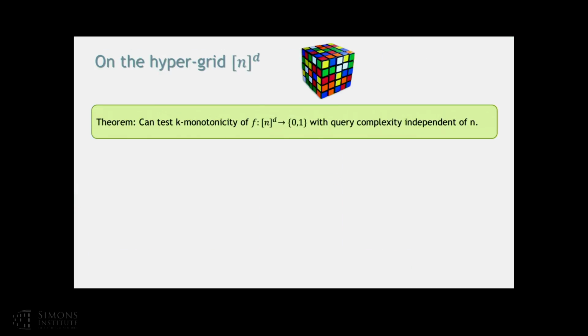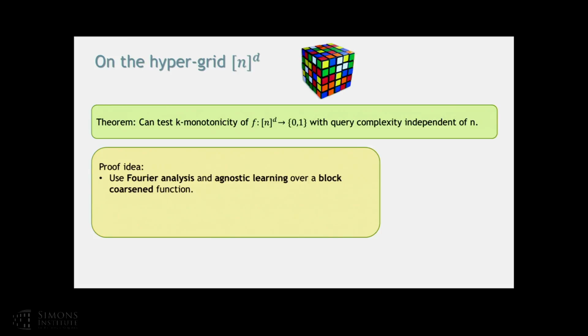So if we're talking about the hypergrid then, instead of the Boolean cube, which would be 2 to the d, we're looking at n to the d. We can do this with a query complexity that's independent of n. And so the main idea, like we said, was block coarsening, that the size of the blocks gets us to something where essentially we get a hypergrid where the n does not appear anymore. And one way we can do this is that we can essentially do agnostic learning over this block, and we already mentioned agnostic learning, where we can pretend we're trying to do as well as the best k-monotone function over this block coarsening.